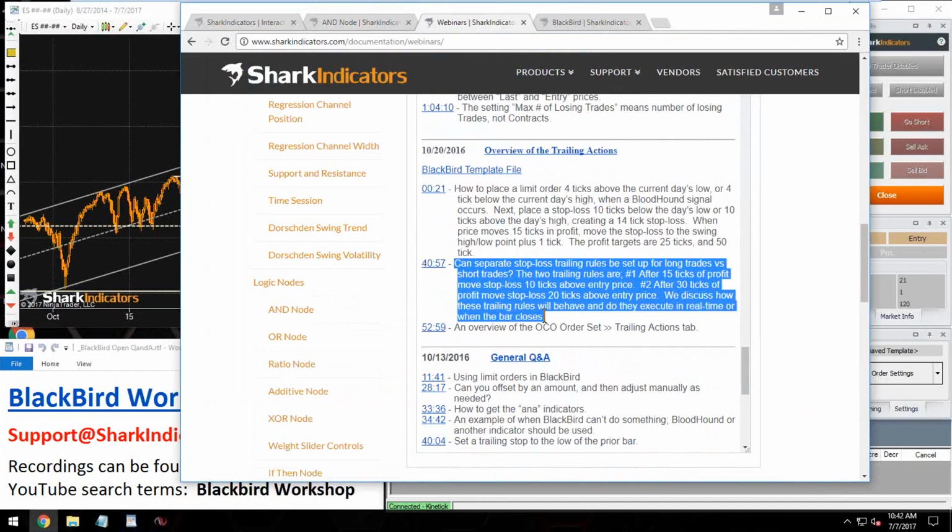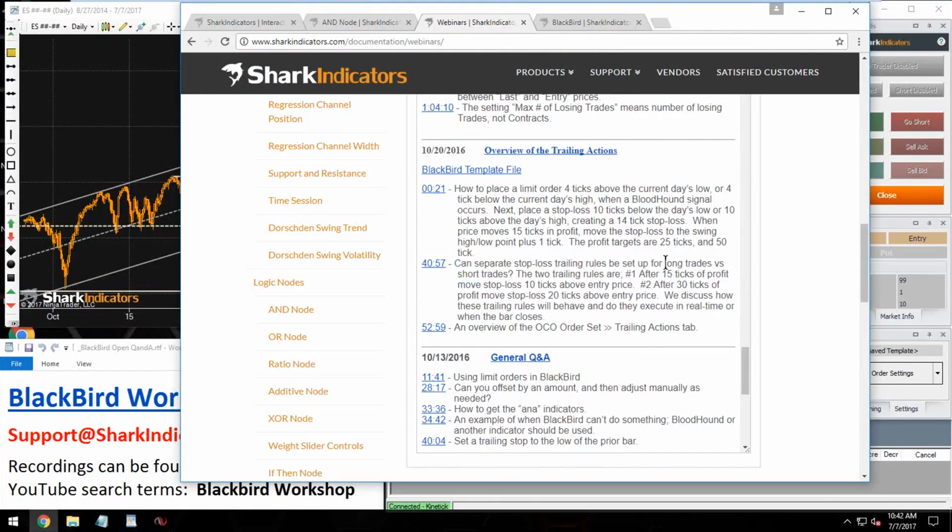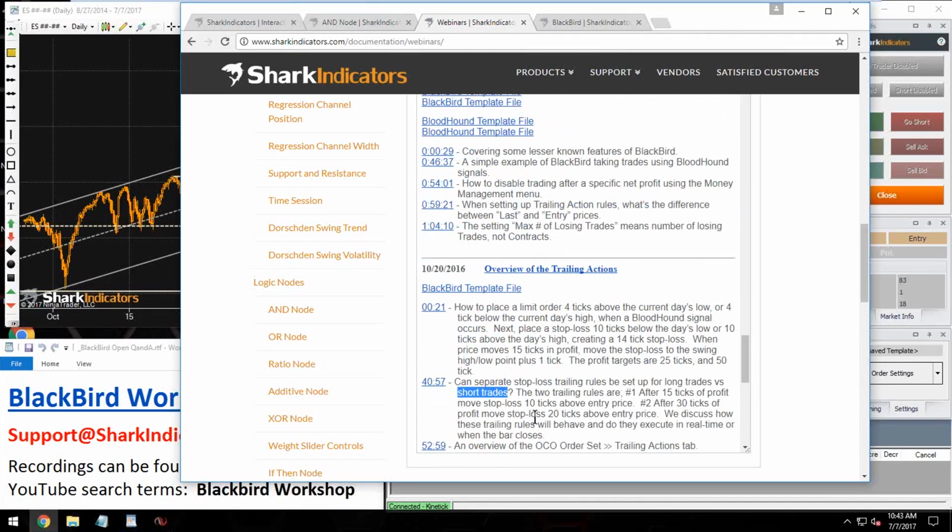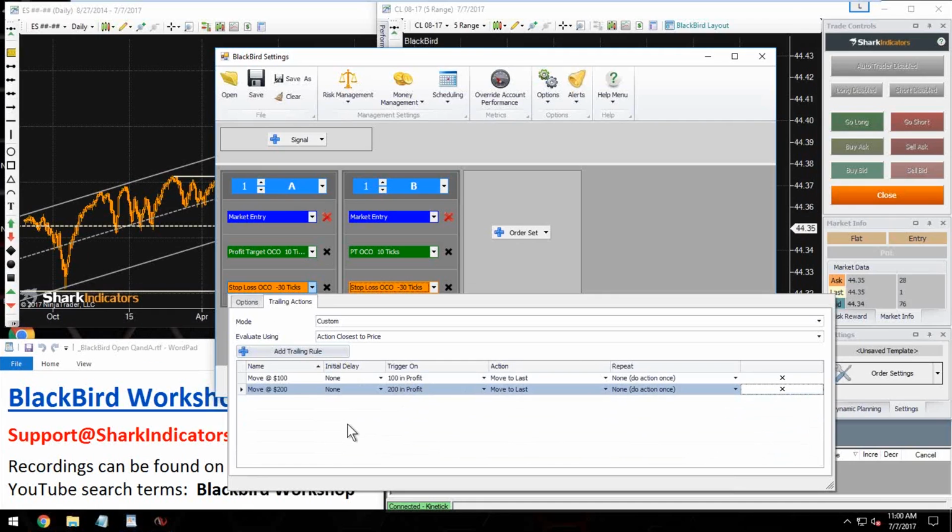Here's a little more advanced topic on setting up stop loss trailing rules. So someone wanted to have a different trailing rule for long trades versus short trades. So a little advanced topic on stop loss management there, or setting up a stop loss trailing rule. Anyways, just look through here and you'll find all kinds of examples. And if you don't see an example here of what you want to do, then that's what these workshops are for here.